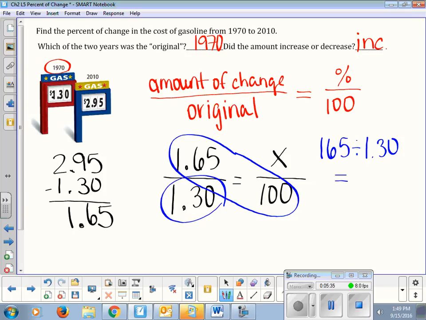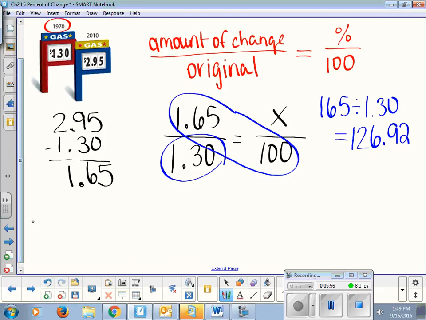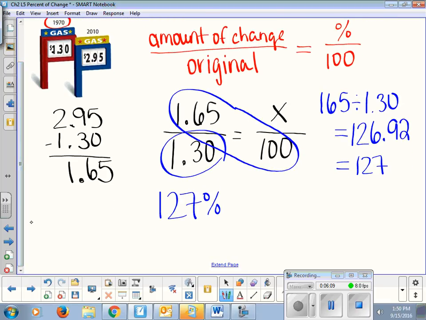What do you get when you divide these? 165 divided by 1.30 is 126.92, and it continues. If we rounded this to the nearest whole number, what would it round to? 127. It's a percent, so we have 127%. And was it an increase or decrease? Increase. So 127% increase for my answer.